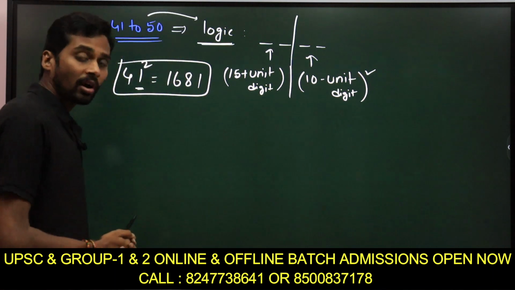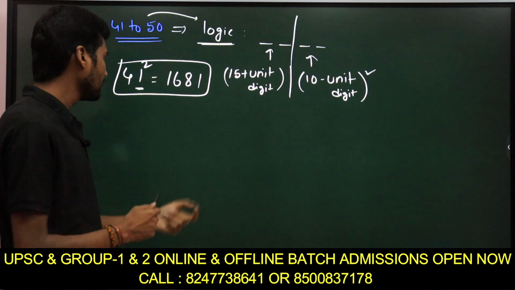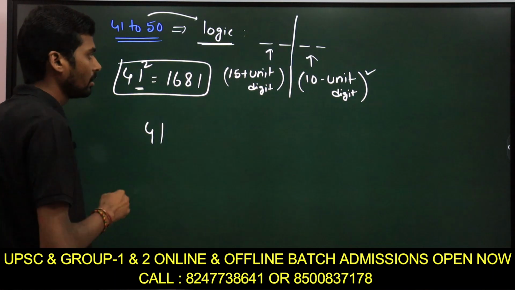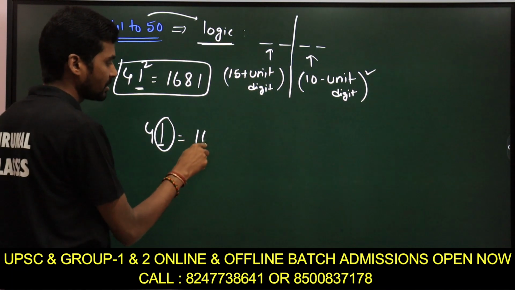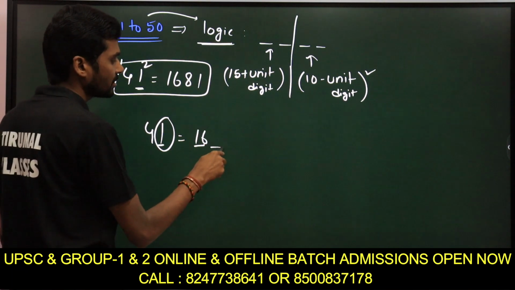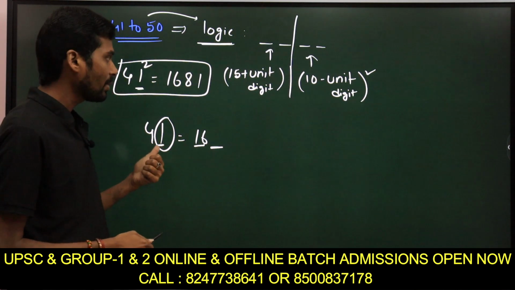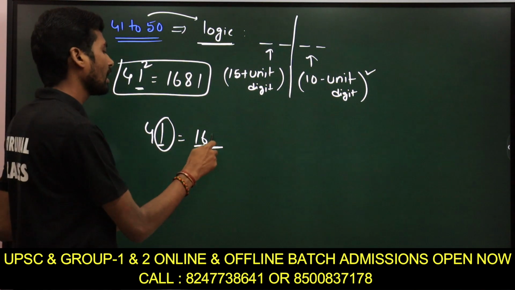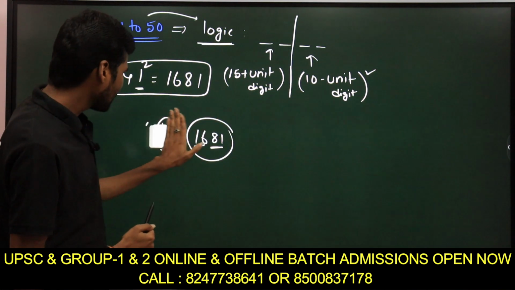Suppose let's take 41 square. What is the logic? 15 plus unit digit. In the number 41, the unit digit is 1. 15 plus 1 is 16. This is for the first two digits. Next two digits is 10 minus unit digit, whole square. 10 minus 1 is 9. 9 square is 81. So what is the answer? 1681.